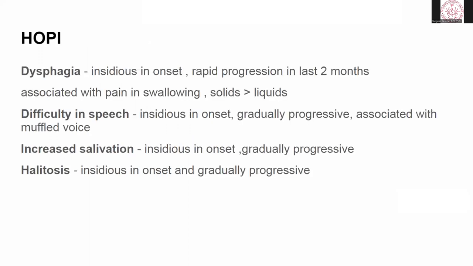Coming to history of presenting illness, first talking about dysphagia, it was insidious in onset. It was gradually progressive, but in the last 2 months it rapidly progressed. It was associated with painful swallowing, more to solids than liquids. The difficulty in speech was insidious in onset, gradually progressive, and associated with muffled voice. The patient also had increased salivation, which was insidious in onset and gradually progressive, and halitosis, which was also insidious in onset and gradually progressive.